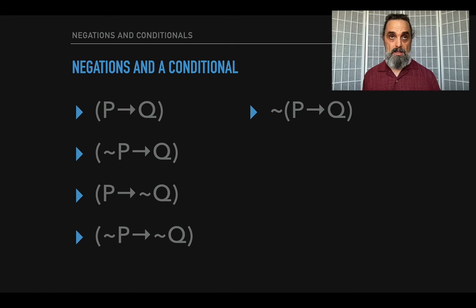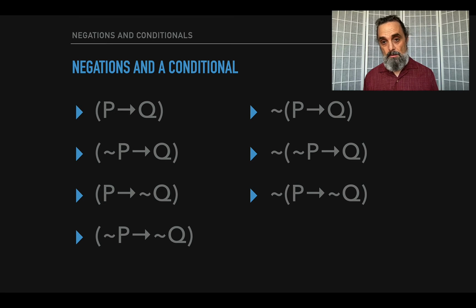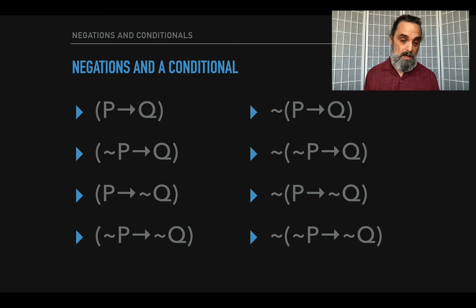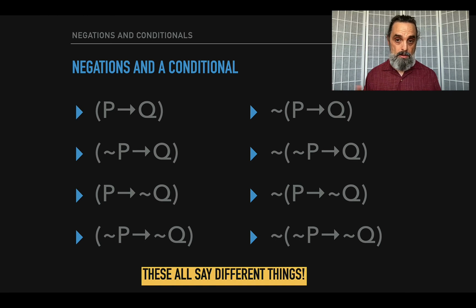So we can have it's not the case that if P, then Q. It's not the case that if not P, then Q. It's not the case that if P, then not Q, and it's not the case that if not P, then not Q. And all 8 of these sentences say different things. They're obviously different sentences since they have different symbols in them, but they also each say different things.